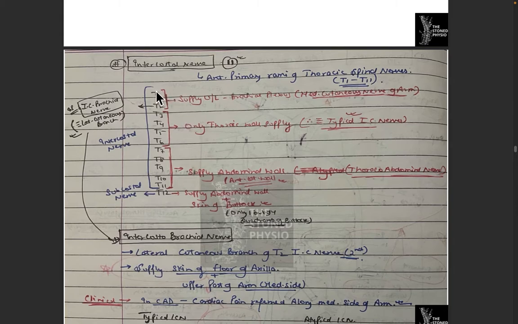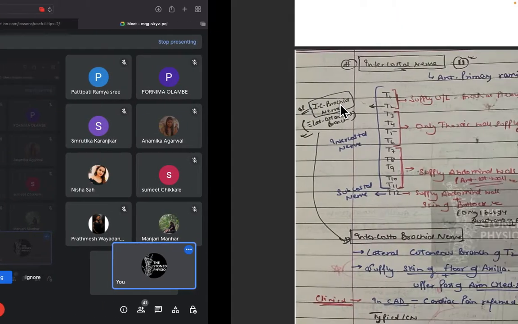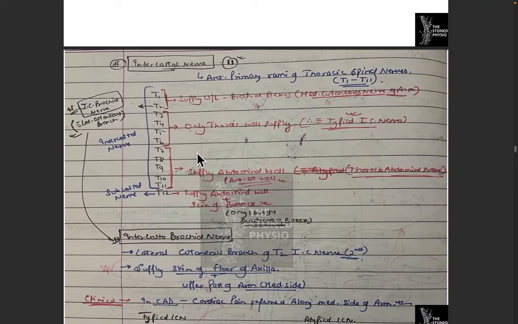So it means T1 to T6. But if we look precisely, some books say T3 to T6, and the rest of the books say T1 to T6. So you can just remember the upper six nerve roots, T1 to T6, as the typical type of intercostal nerves. Why? Because they only supply the thoracic wall.